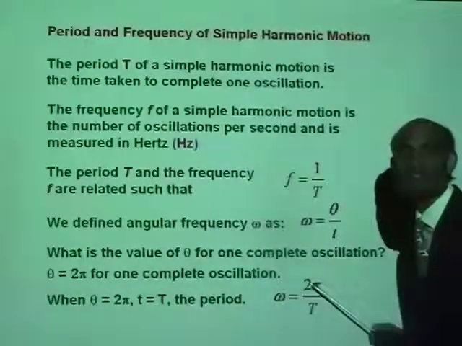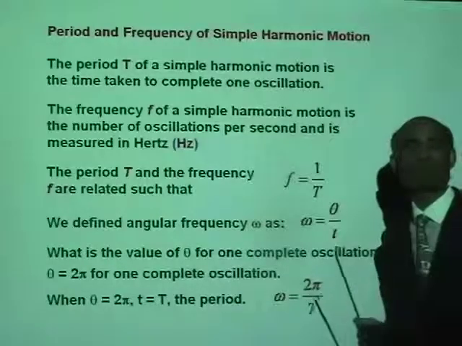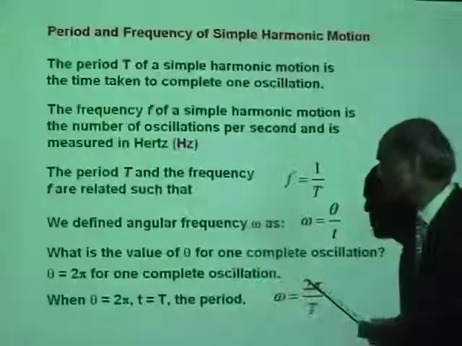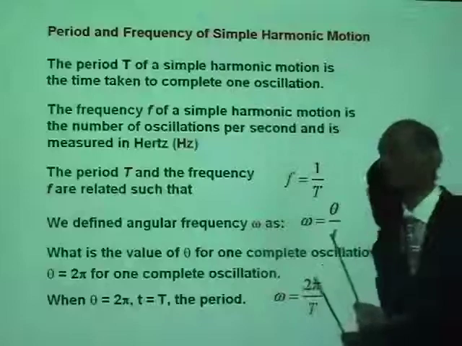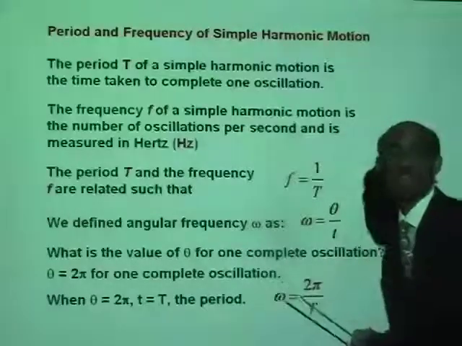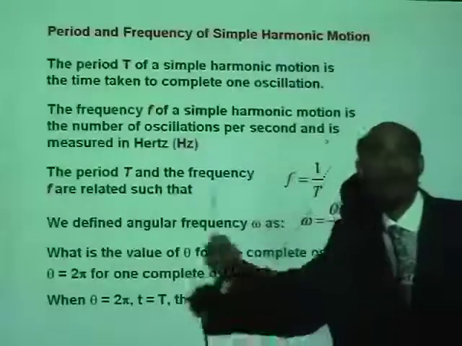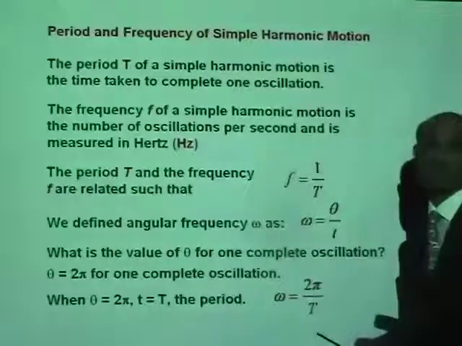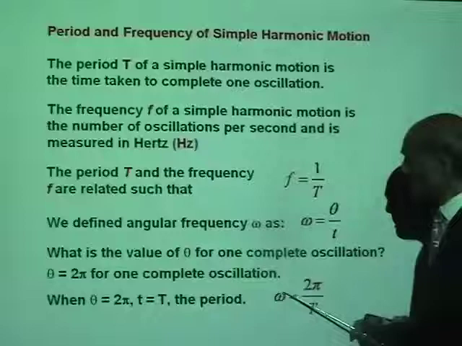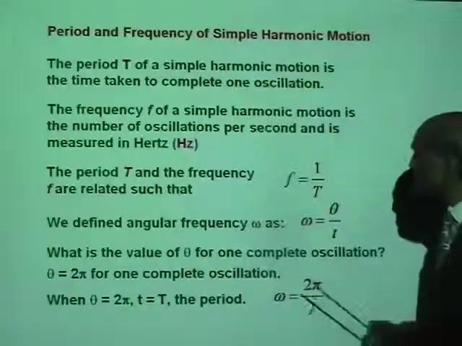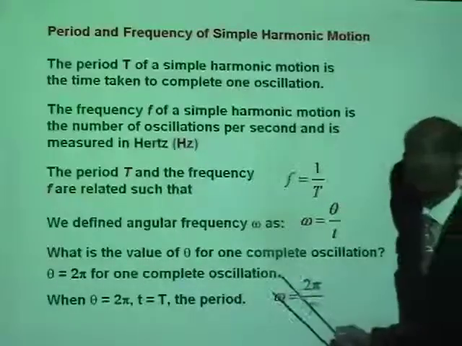Therefore, look at that, very important, all-important relationship. Omega equal to 2 pi divided by the period. The angular frequency omega is 2 pi divided by the period. You cannot forget this relation. We will be using it as we go on several times. Alright? Angular frequency omega is 2 pi over the period.